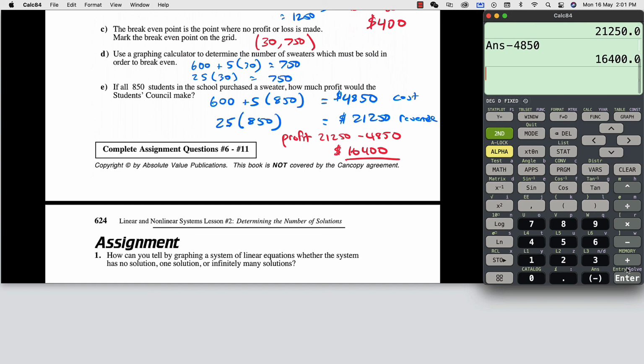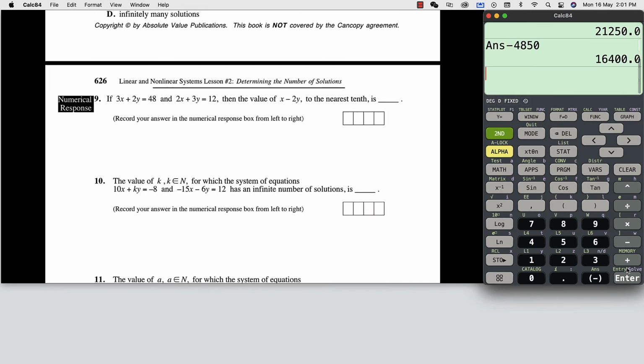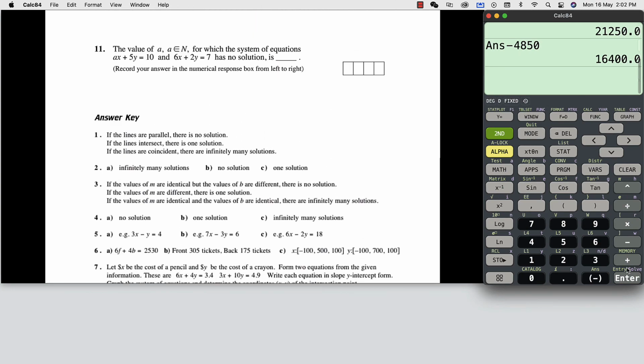Okay, there we go. And the assignment is on page 624, and the answers are at the end of that, as always, on page 626.